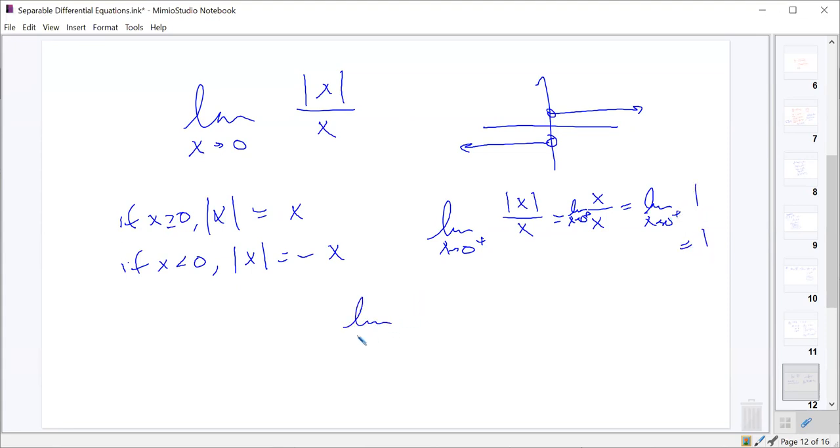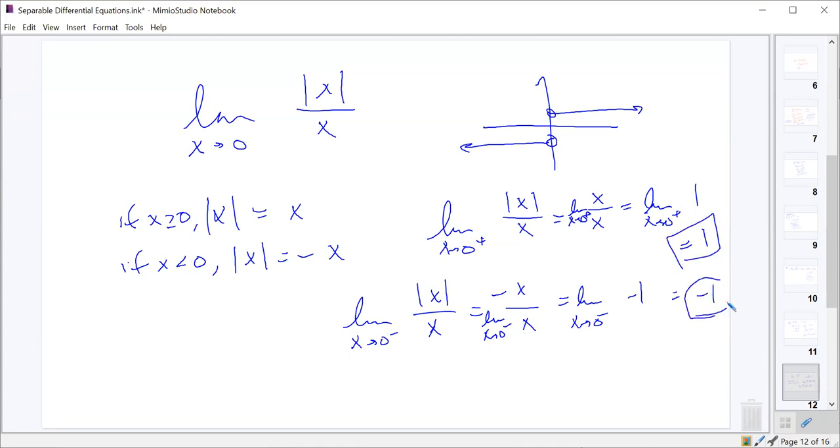And if we were to do it from the left-hand side, we would note that all of the x values we're plugging in are negative. So the absolute value of x is -x over x. And then we're looking at the limit as x approaches 0 from the left of -1, which is -1. Since we got different values from the two different sides, we would say it does not exist. Does that make sense to everyone?